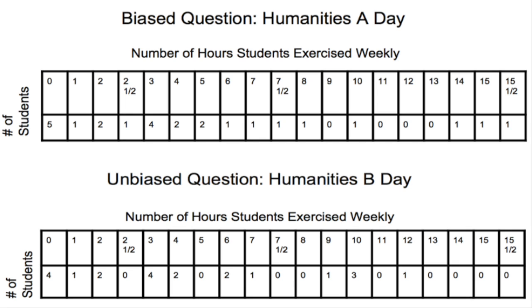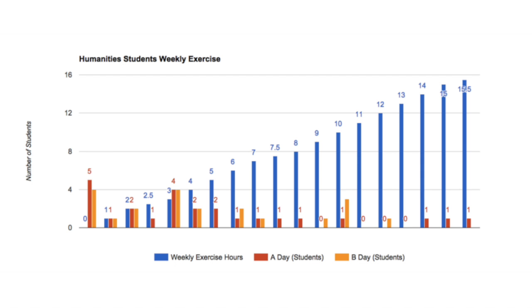1 student got 7 hours of exercise weekly, 1 student got 7.5 hours of exercise weekly, 1 student got 8 hours of exercise weekly, 1 student got 10 hours of exercise weekly, one student got 14 hours of exercise weekly, one student got 15 hours of exercise weekly, and lastly, one student got 15 and a half hours of exercise weekly.